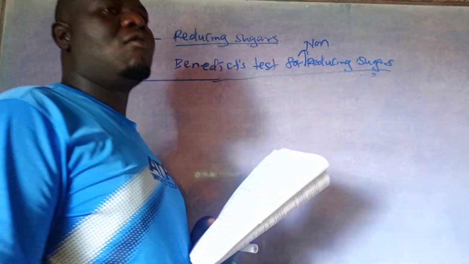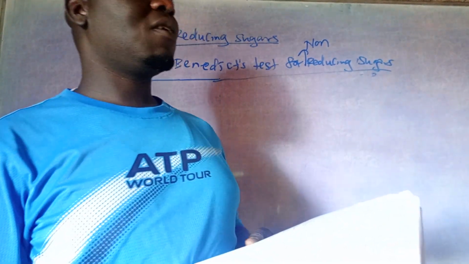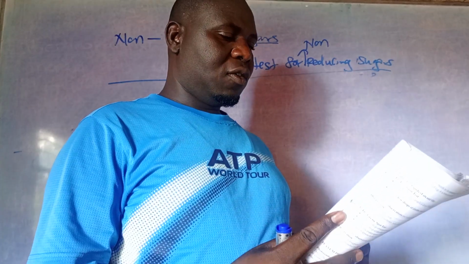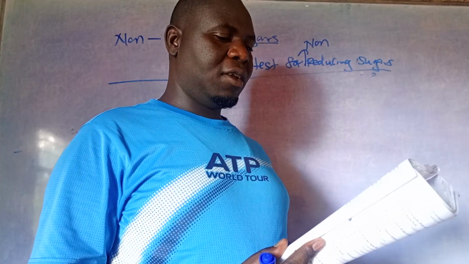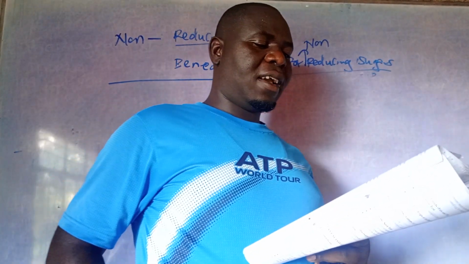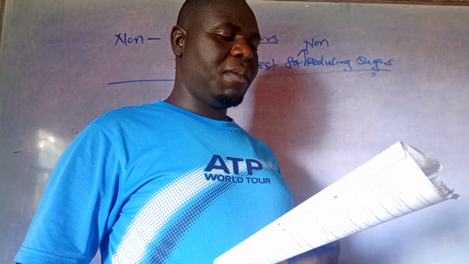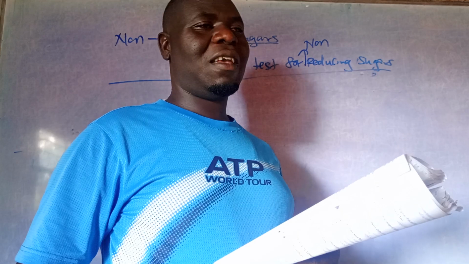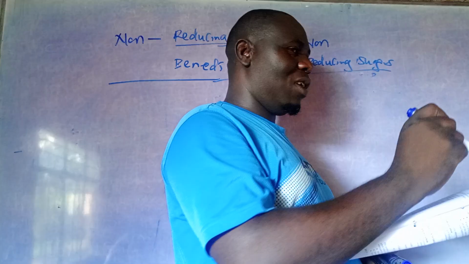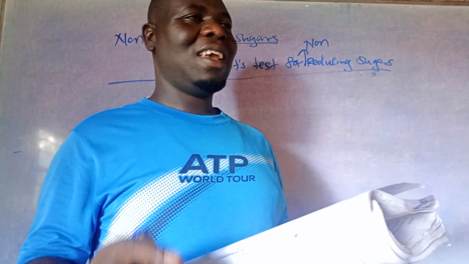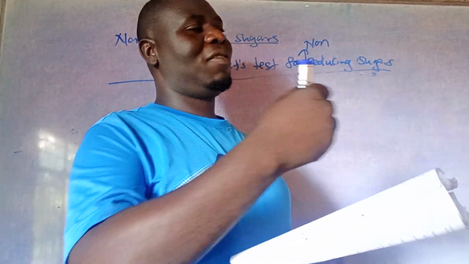First, you carry out a test for reducing sugar by using the previous method. Pay attention. The Benedict test for non-reducing sugars. First, carry out the Benedict test for reducing sugars. If the color of the solution remains blue, proceed with the next step. Which means first you need to test for reducing sugar, and if the color remains blue, then now you proceed.